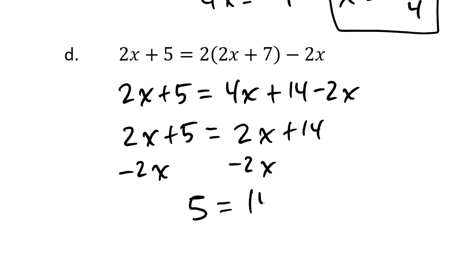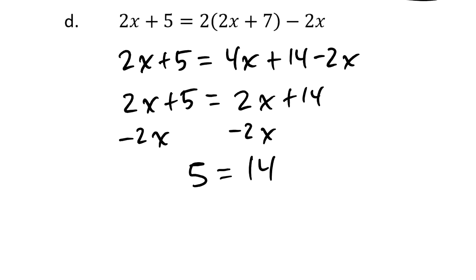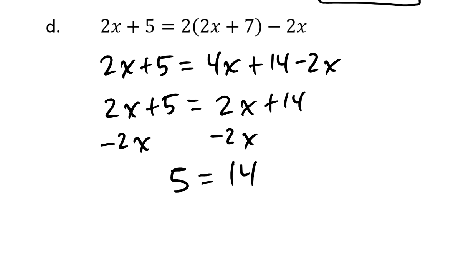5 is the same thing as 14, which is clearly a contradiction, right? 5 and 14 are not the same. And when we see a contradiction like this, I would encourage you to look at your steps and make sure that there's not an error. But if you don't see an error and you can really see, yeah, my variables are really canceling on both sides, and I've got numbers that are not equal to each other, this is clearly not true, we would write down that there's no solution.